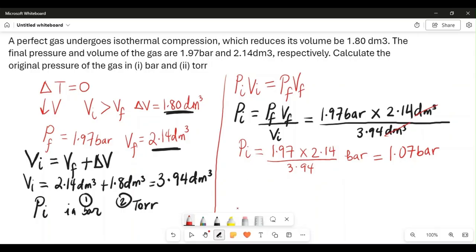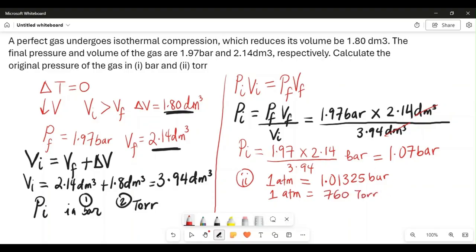Now we're asked to solve it in terms of torr. Now it's important for you to know something: anytime you're given a unit conversion question, you have to either memorize it or memorize how everything is in relation to atmospheres, which is what I do. So 1 atmosphere is the same thing as 1.01325 bar. And then 1 atmosphere is also equal to 760 torr, and torr and mmHg are basically the same thing.